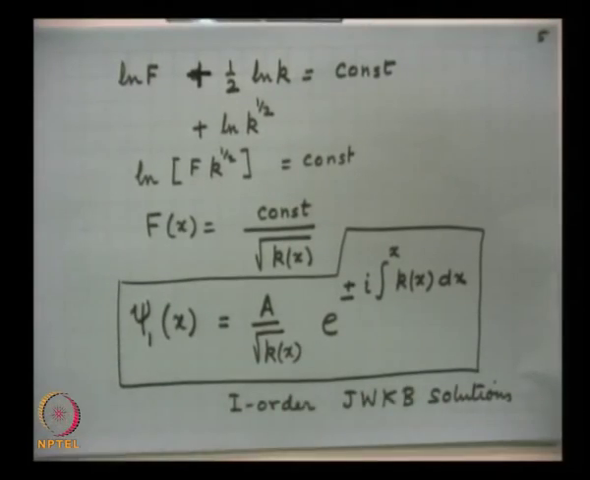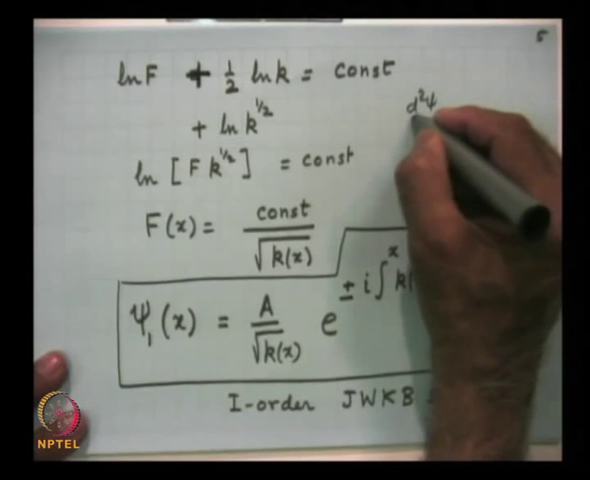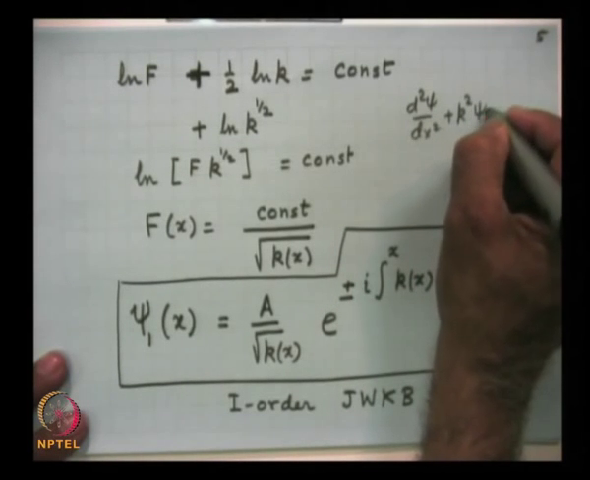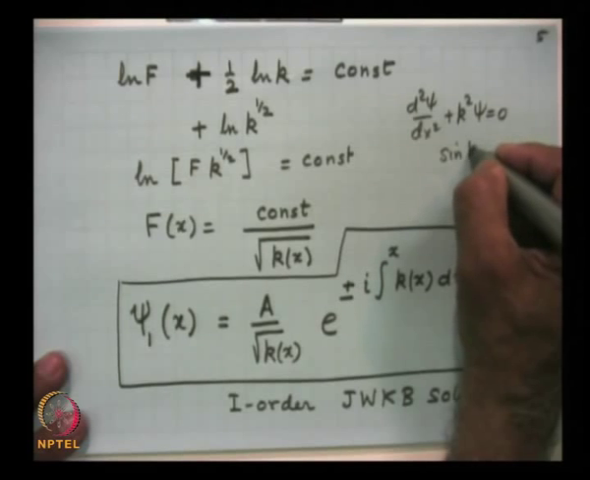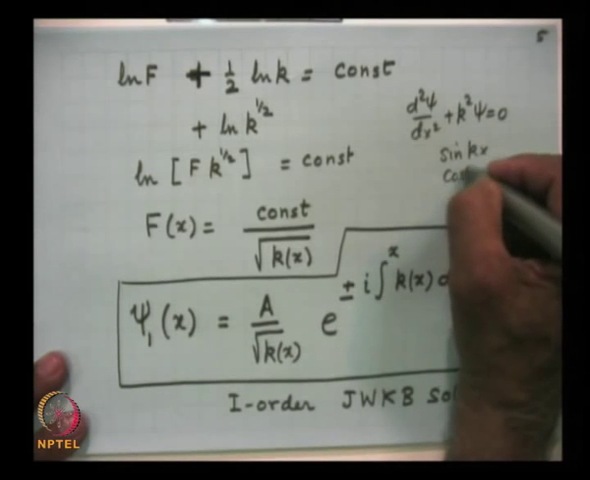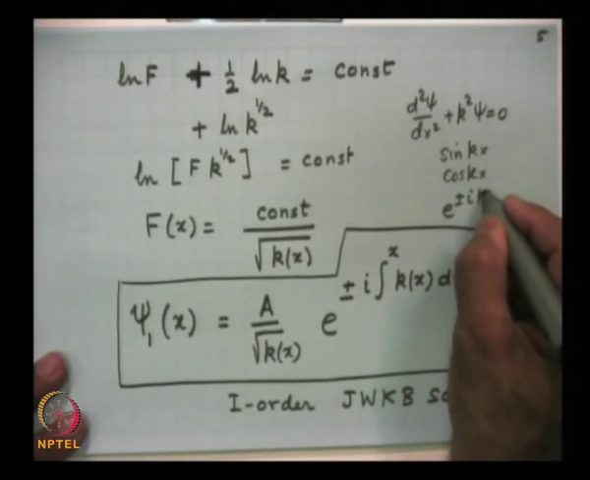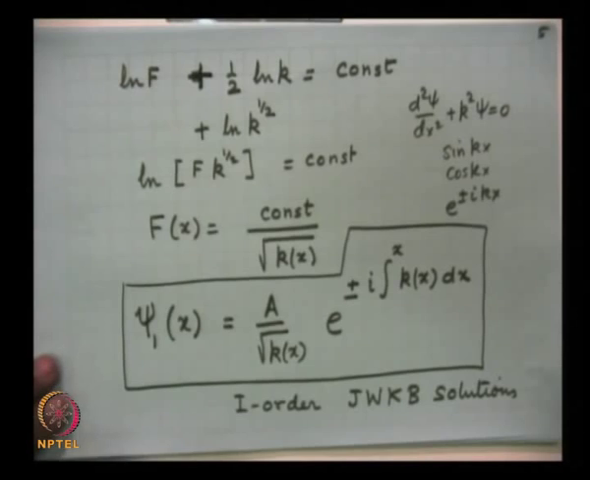These solutions are oscillatory solutions, solutions in terms of sine and cosine. As you all know, if d 2 psi by dx square has a positive constant, then the solutions are either sin k x or cos k x, or I can write it in terms of plus minus I k x. So, these are the oscillatory JWKB solutions.